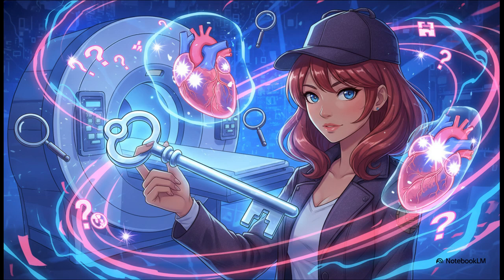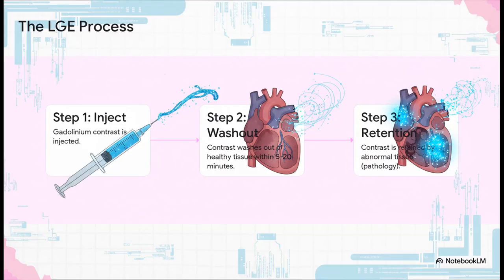Now, to solve mysteries like that, every detective needs a key. And in cardiac MRI, our master key is a technique called late gadolinium enhancement, or LGE for short. Honestly, if you can wrap your head around this one concept, everything else just clicks into place.